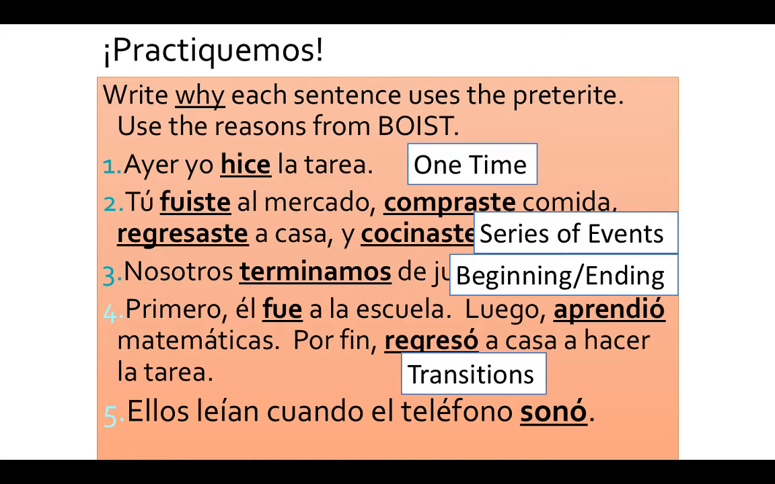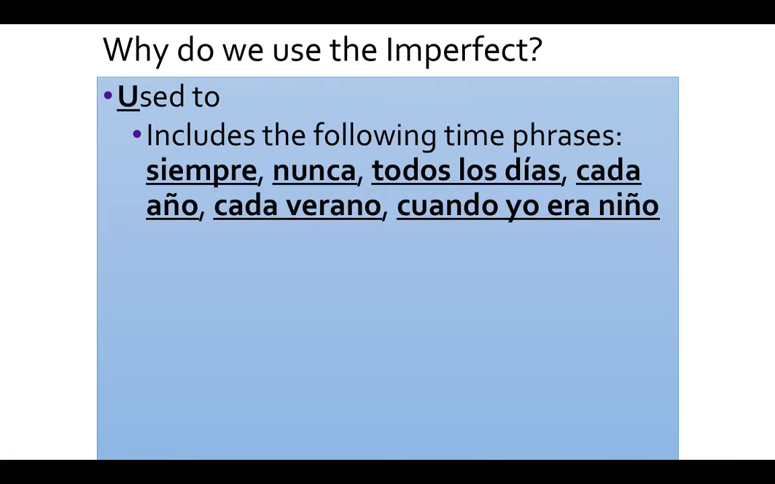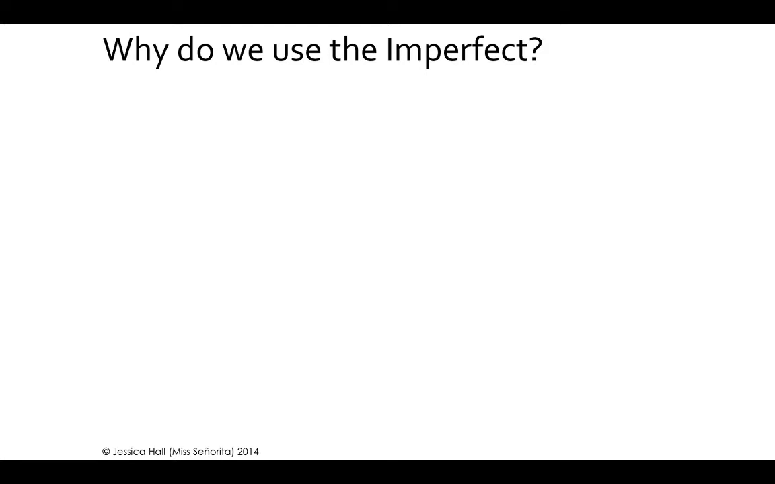When the telephone rang, right? The phone only rang once, likely, and it interrupted their reading. So this is an interruption, which would be in the preterite, whereas the ongoing action, the reading, is still in the imperfect. So hopefully that helps give you an idea. So remember VOICED as our reason for using the preterite.